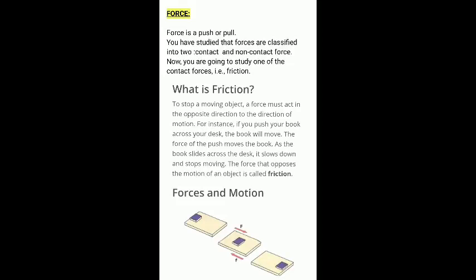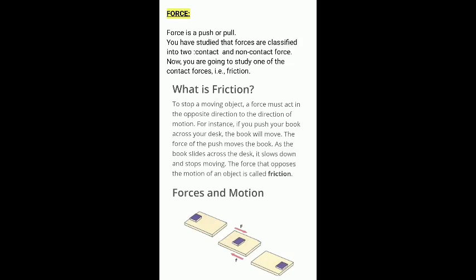What is friction? To stop a moving object, a force must act in the opposite direction to the direction of the motion. That is, to stop a moving object, a force must act to oppose that movement. That force is called frictional force. Let us understand the concept through an example. Look into the following diagram.